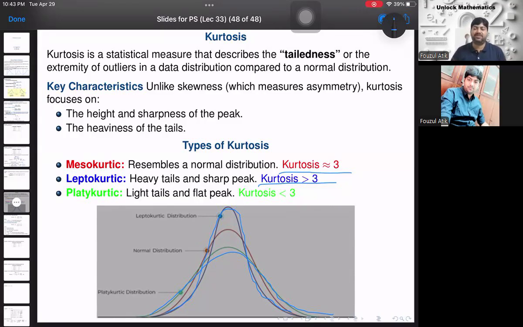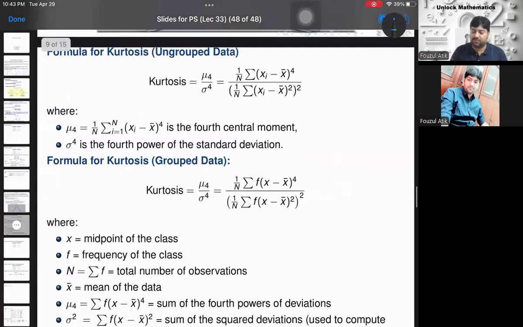Then once you have this, we should have the mathematical formula, which is again not a big deal. It's a very easy formula. For ungrouped data, the kurtosis formula is mu4 by sigma to the power 4, where mu4 is the summation of i equals 1 to n, (xi minus x bar) whole to the power 4, divided by n. Again, it is the kind of formula you have seen in the case of variance. In this case, it is power 4. It is called the fourth central moment. And the denominator is sigma to the power 4, that is, variance squared.